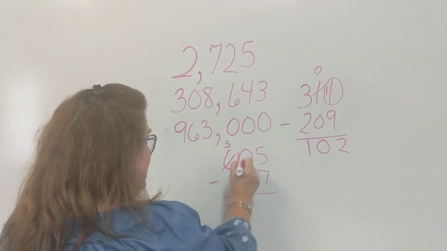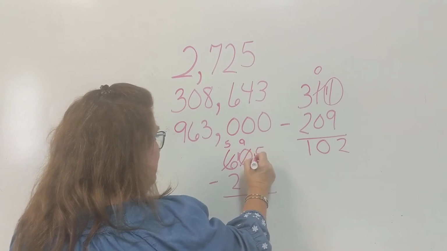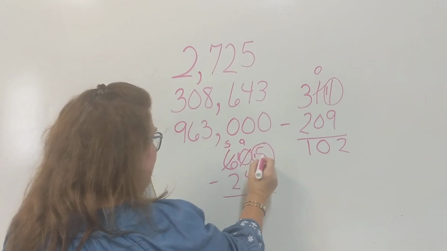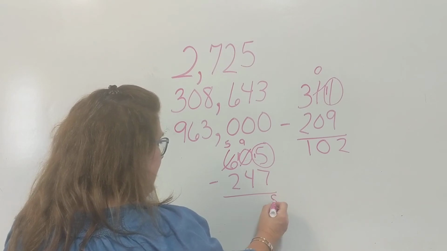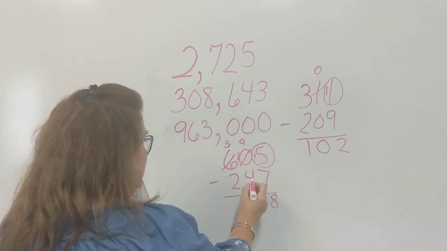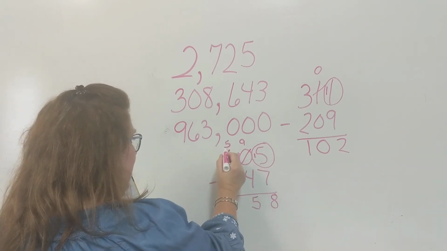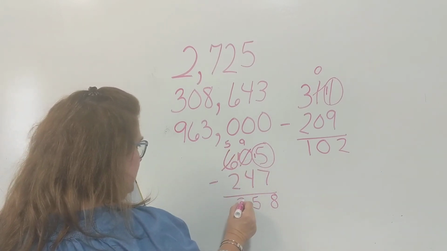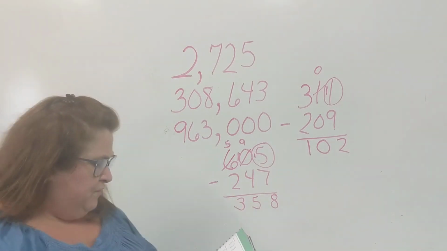So it's 10 now. I'm going to borrow 1 from that 10 and make it 9 and put my 1 in front of my 5. So now I have 15 minus 7 equals 8. 9 minus 4 equals 5. And 5 minus 2 equals 3. So my difference is 358.